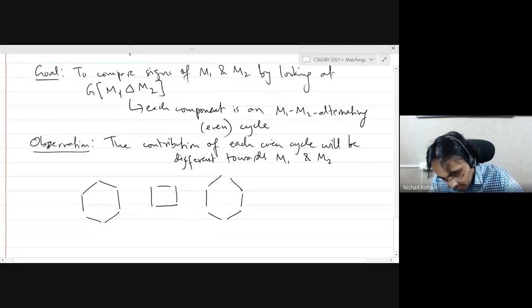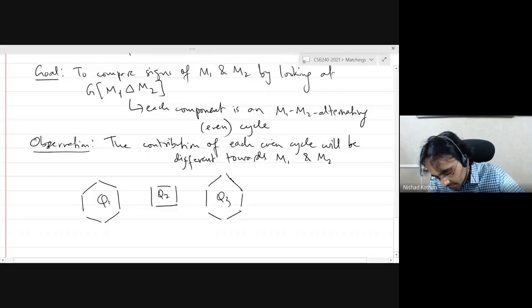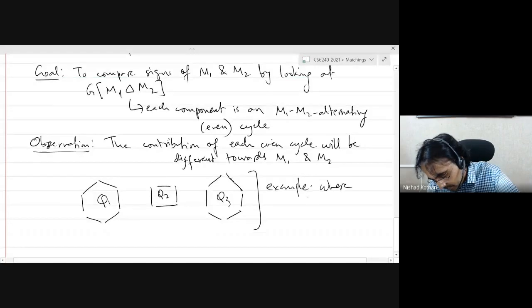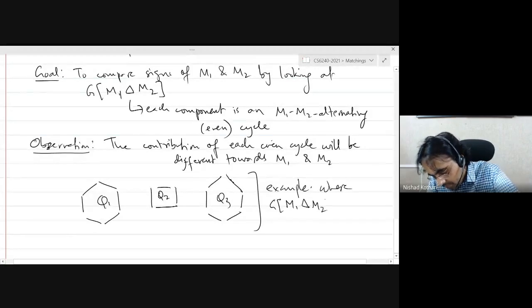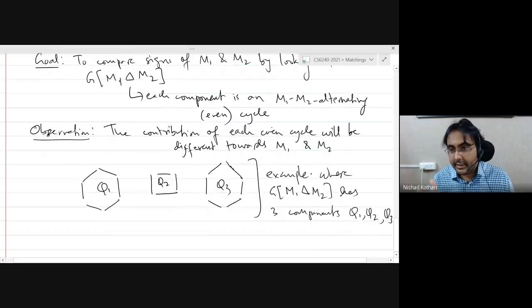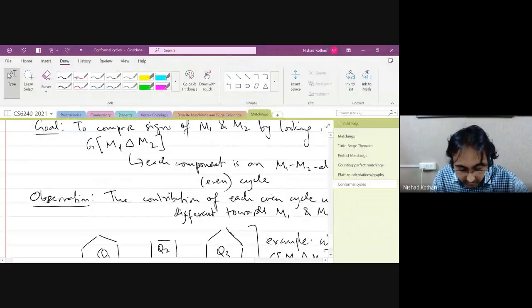Okay, Q1, Q2, and Q3. So this is an example where the symmetric difference of M1 and M2 has 3 components. So there are 3 cycles, Q1, Q2, and Q3. Okay, so I haven't drawn the matchings, but each perfect matching is going to basically alternate on these cycles, right?